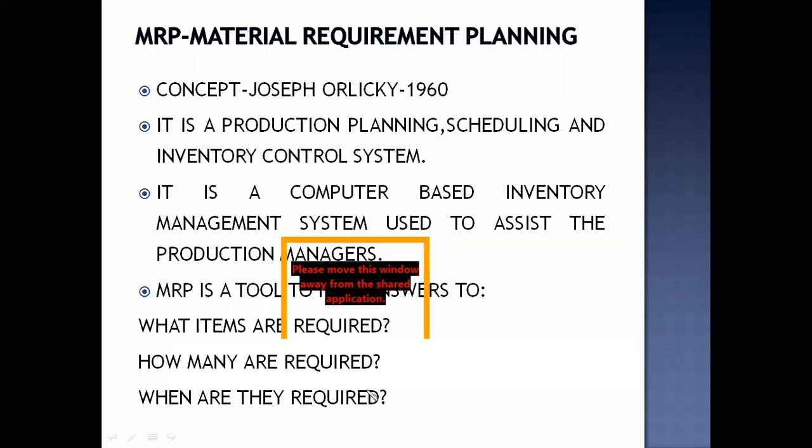So here what happens, what is this thing over here? It is simply planning. Planning of what? Planning of materials. It is a production planning, scheduling and inventory control system using computers. It is a computer-based inventory management system used to assist the production managers.